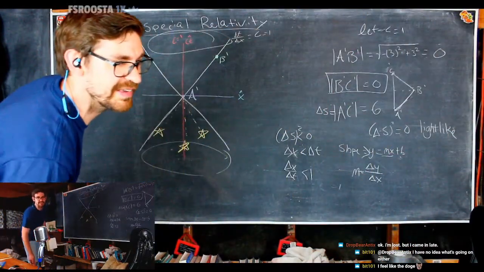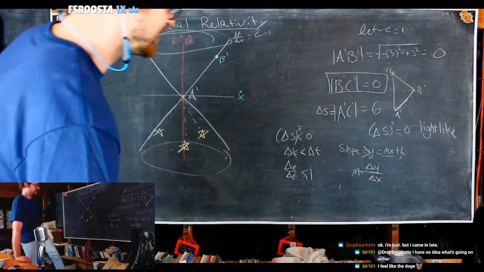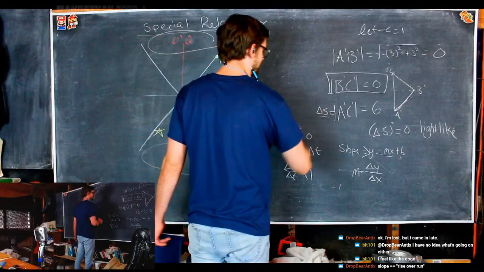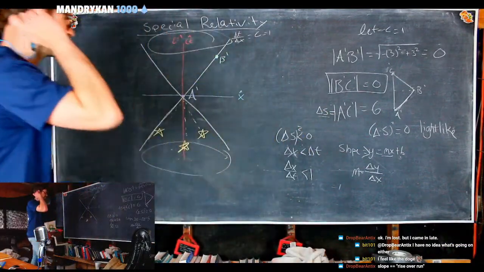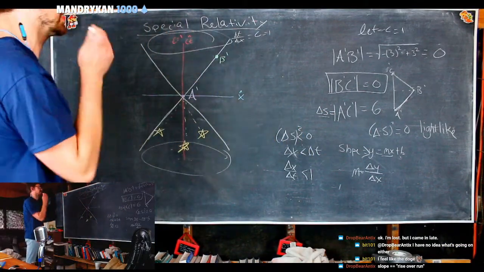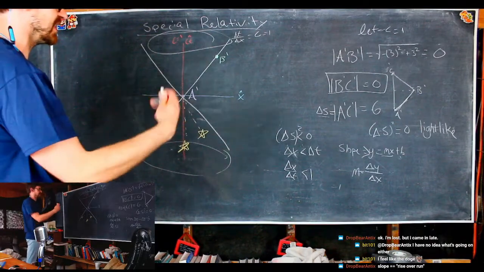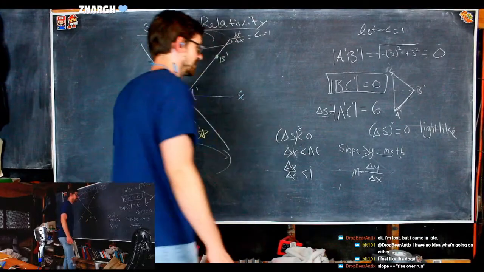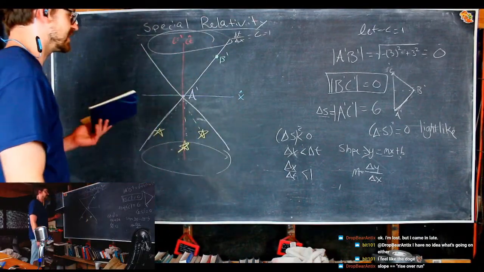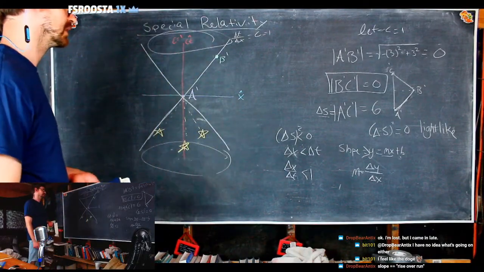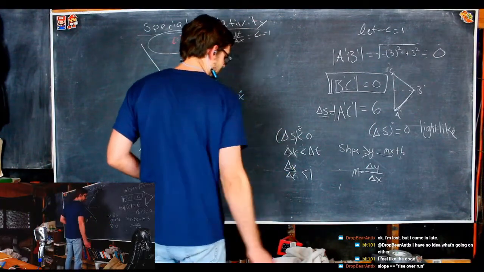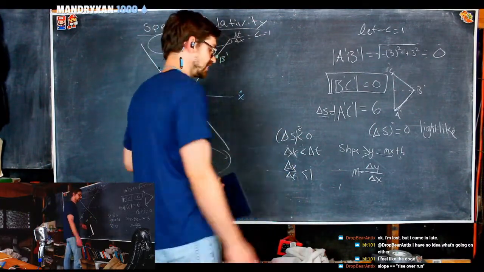Okay, I'm lost, but I came in late. Yeah, you might be a little lost if you came in late. But we're talking about the distance. This is just a generic distance in Minkowski space, and we're seeing what happens if we set that distance equal to something. So if the distance squared is less than 0, then our slope, delta x over delta t, which is a velocity, is less than 1.